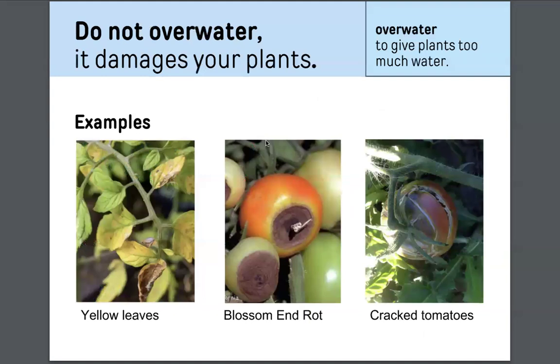Do not overwater. It may damage your plants. Overwater means to give plants too much water. Examples of overwatering are when you have yellow leaves, blossom end rot on your tomatoes, or cracked tomatoes.